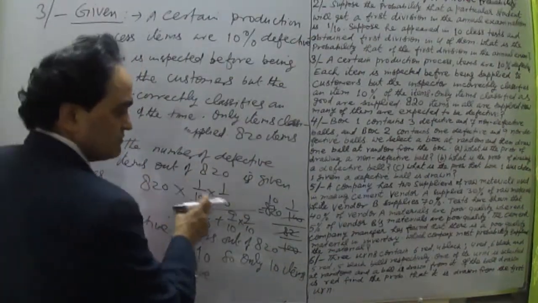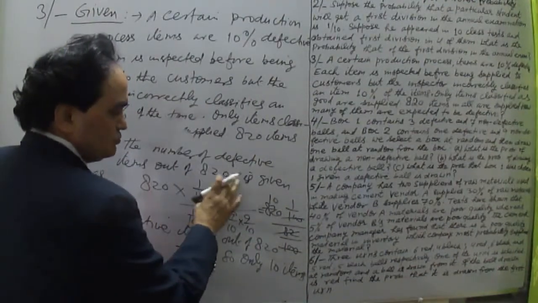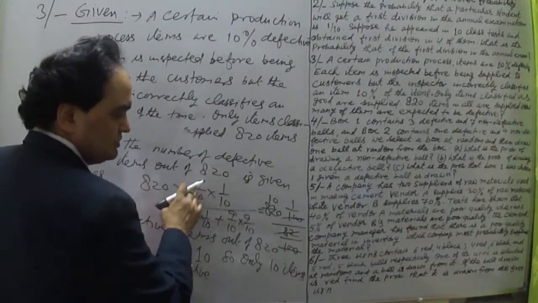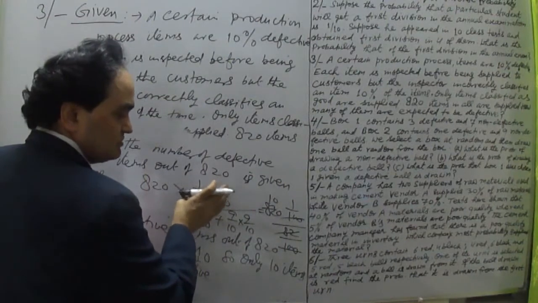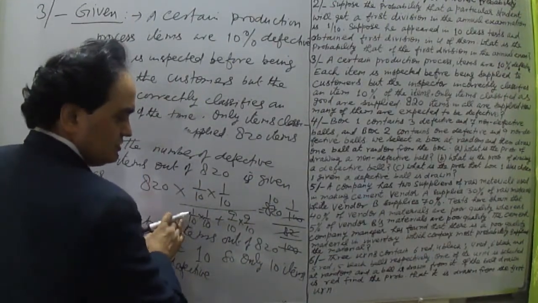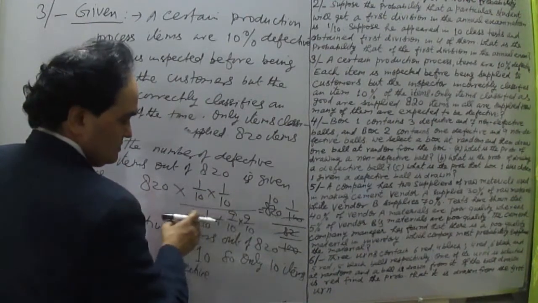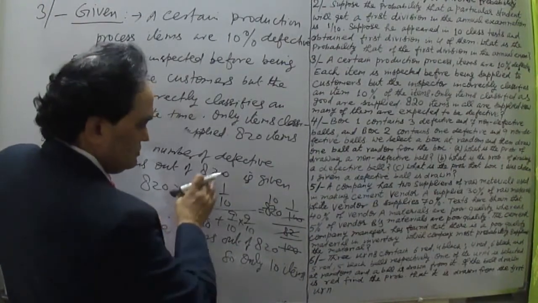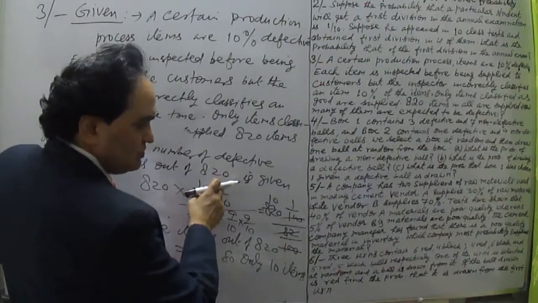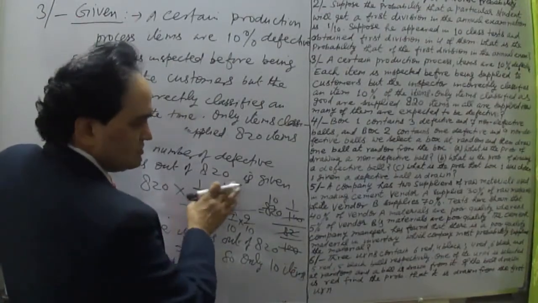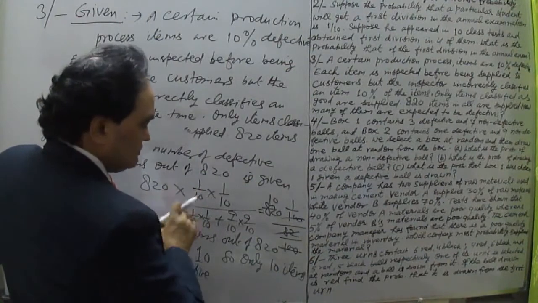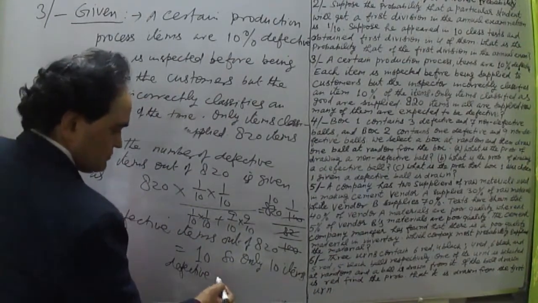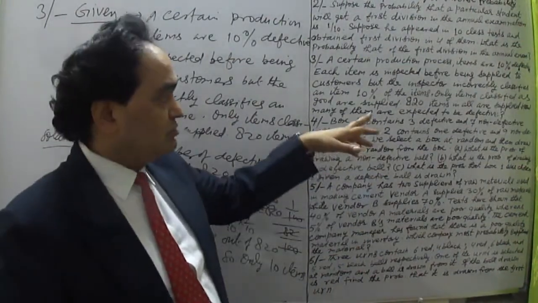So this is the prior probability of A into the probability of B given A, we can say. Probability of A into probability of B given A, because these are the defective items, divided by probability of A into probability of B given A plus probability of A1 into probability of B given A1. B is the event that the products are defective items. So defective items we have to select here. So the answer is 10. Only 10 items out of these 820 are defective items.